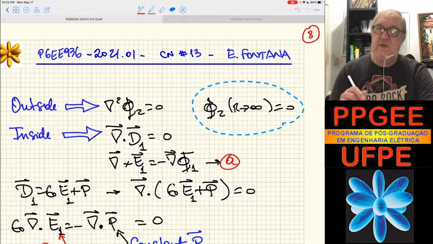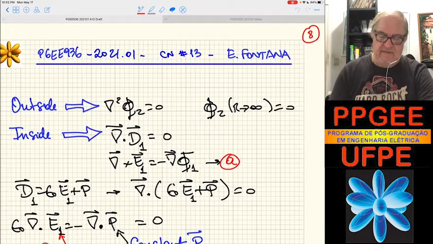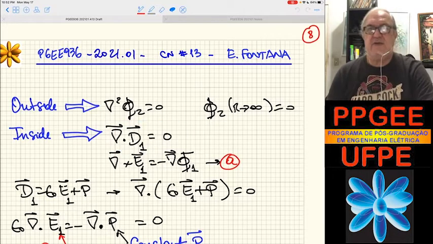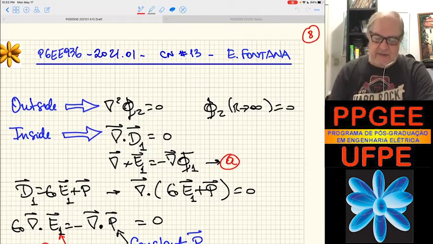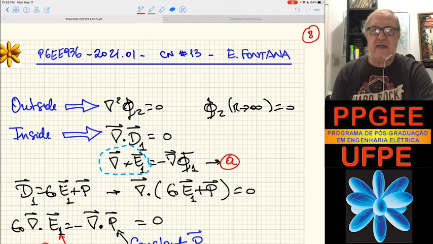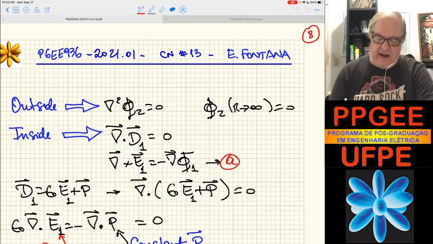Inside we don't have free charges, so the divergence of D inside is 0. And this is an electrostatic problem, so E is irrotational, so the curl of E equals 0, so E can be written as the gradient of a potential. This equation is wrong here, sorry about that, there's a typo here, let me erase this thing here.